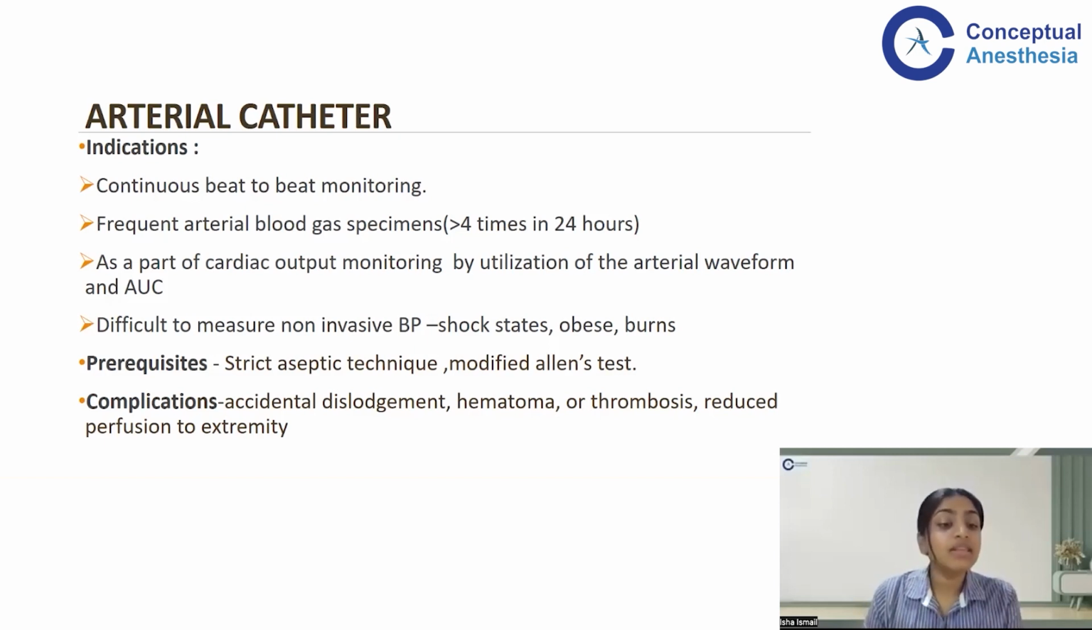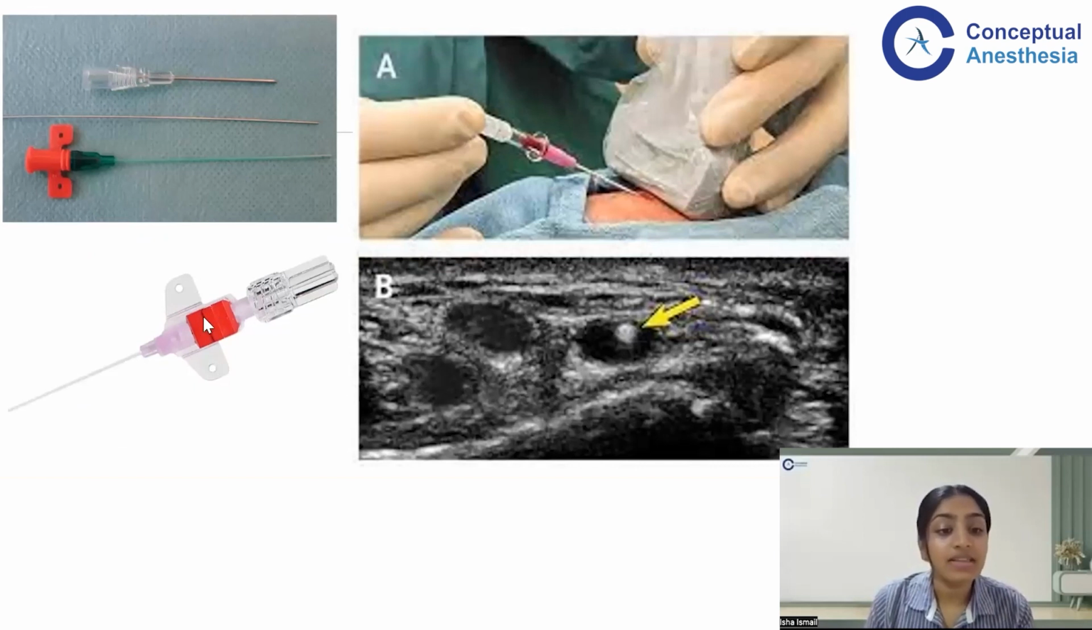So the prerequisite in these would be to adhere to strict aseptic precautions and utilize something called the modified Allen's test. So the modified Allen's test will see to it that the collaterals are still intact, and if some complication occurs to this vessel, the collaterals will see to it that there is perfusion to the extremities. So complications could be just accidental dislodgement and bleeding from there, hematoma formation, thrombosis, and reduced perfusion to that periphery. So these are the arterial catheters that are available.